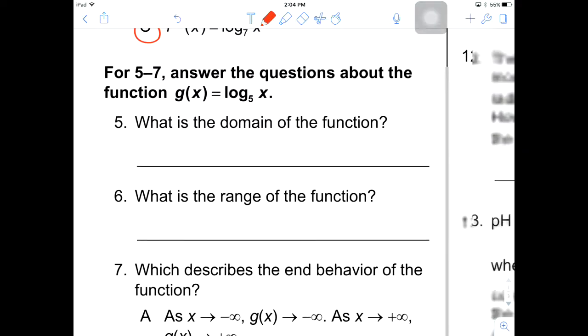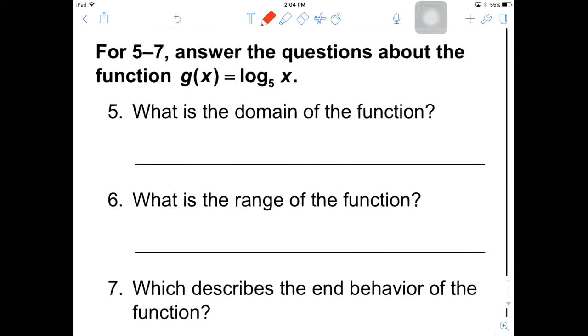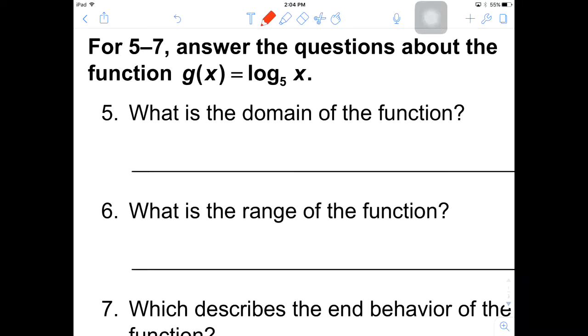Number 5, answer the questions about the function g of x equals log base 5 of x. What is the domain? So as you can see, there are no other values with the x. So the x, which represents the domain, the only restriction we have for logarithm is that x cannot be 0 or negative. So our restriction is that x is greater than 0, or you may write it in interval form from 0 to infinity. So both of these are acceptable.